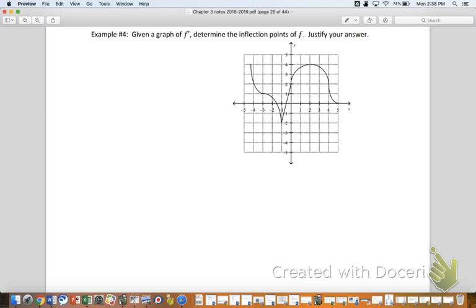Shout it out. How many did you find? Two. Two is right. Okay. Can I point out a common error? Hope this is helpful to you guys.